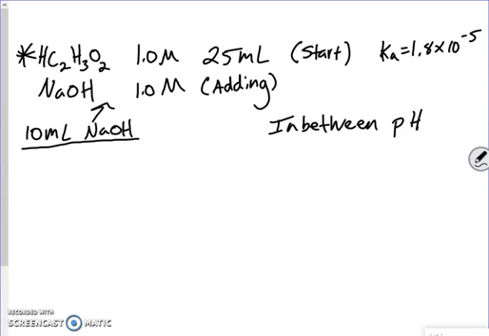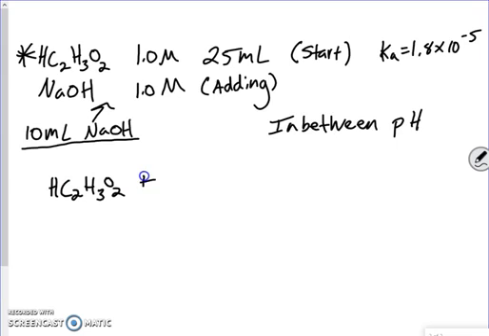So at this point in time, what we have to recognize is that there is a reaction occurring. We have sodium hydroxide reacting with acetic acid, which means we don't just have pure acetic acid floating in solution anymore. We have a reaction. So the first thing we need to do is write that reaction. So we end up with the acetic acid.